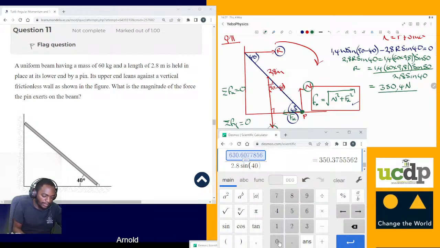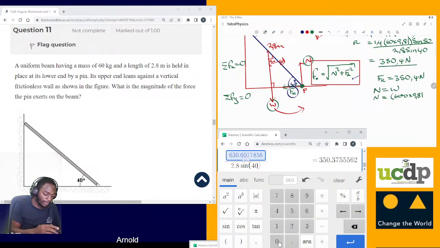And we've said the summation of forces in the x, since the system is in equilibrium, means F of R is also equal to 350.4 newtons. Okay, the summation of forces in the x should add up to 0. Then your N is equal to the weight. So your N is equal to 60 times 9.81.